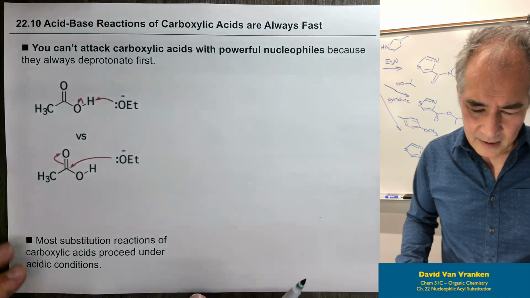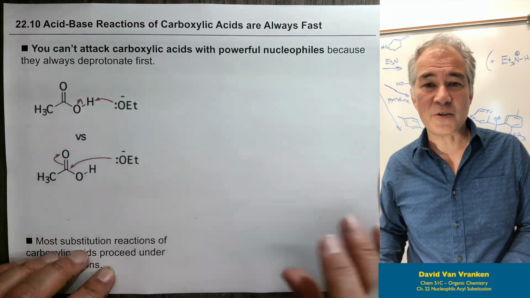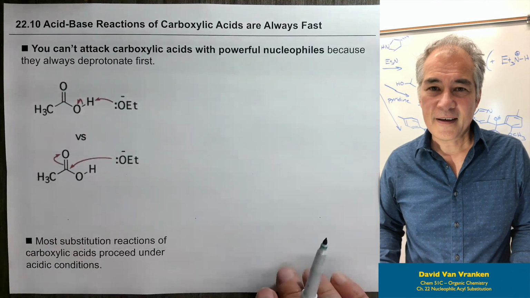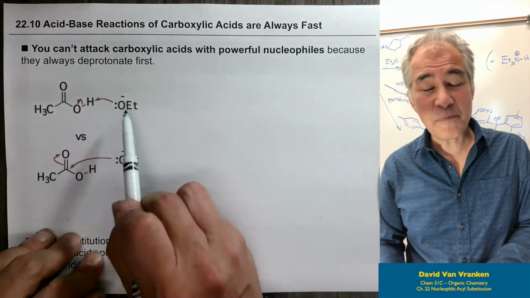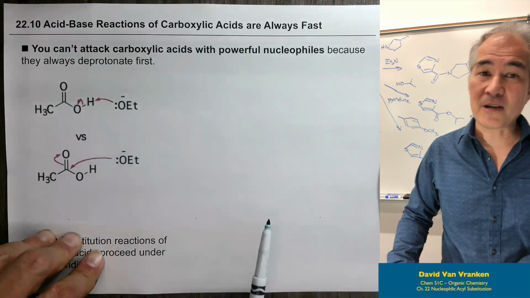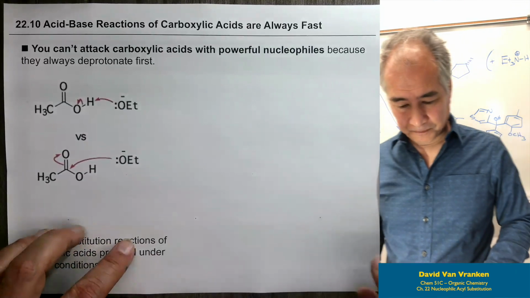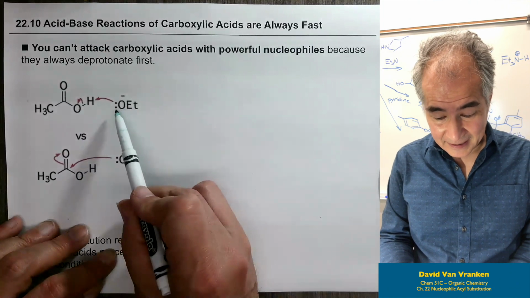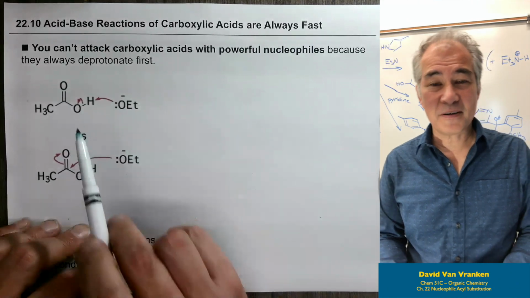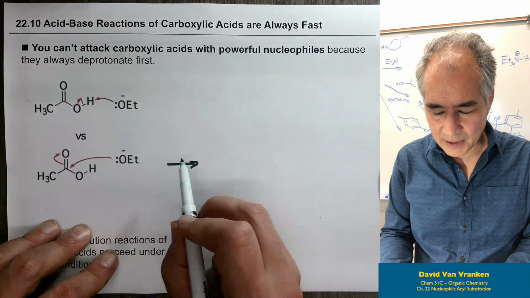You might think that, oh, if I want to attack the carbonyl, why don't I just use a super powerful nucleophile? Carboxylic acids are acids. If you take any super powerful nucleophile, like an alkyllithium, or a Grignard reagent, or an acetylide anion, or an ethoxide anion, it's never going to add to the carbonyl, right? You may be thinking, oh, I'd like to add to the carbonyl.